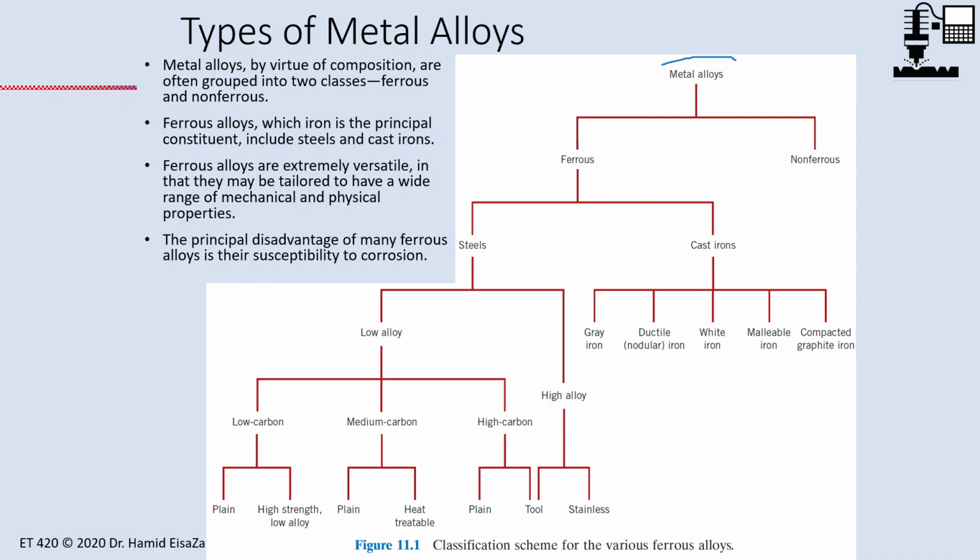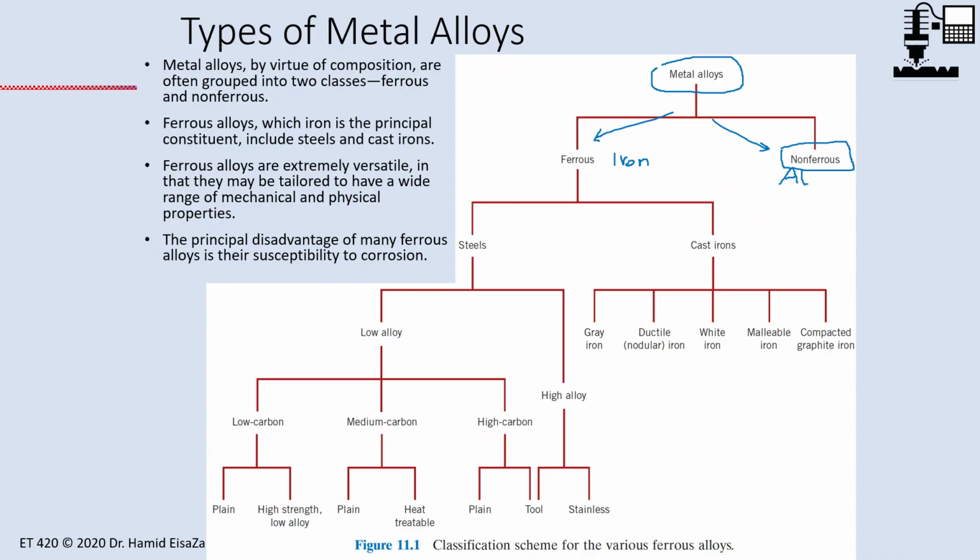As you see in this schematic, metal alloys are divided into two categories: ferrous and non-ferrous. Ferrous means the main element is going to be iron. So the main element of those alloys is iron. But in non-ferrous alloys, the main element is not iron. For example, aluminum alloy is one non-ferrous material. We will talk about these alloys in the next lecture.